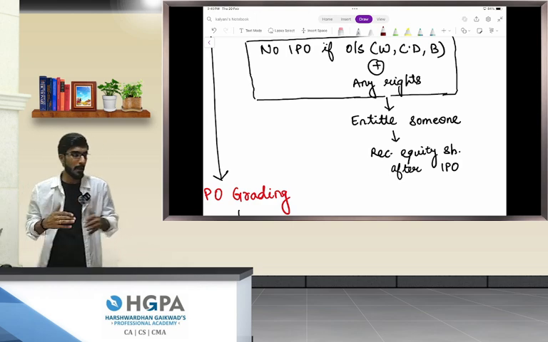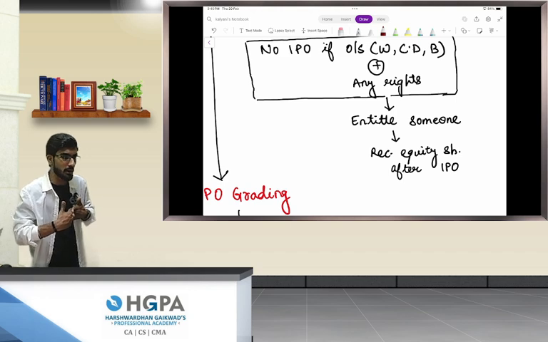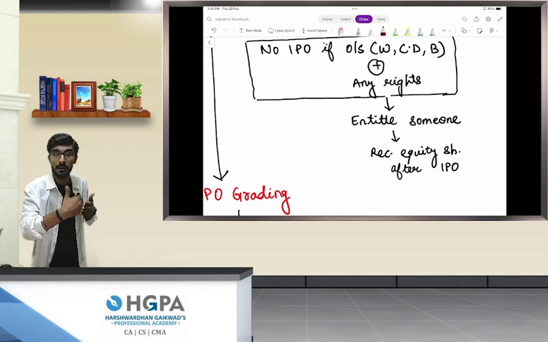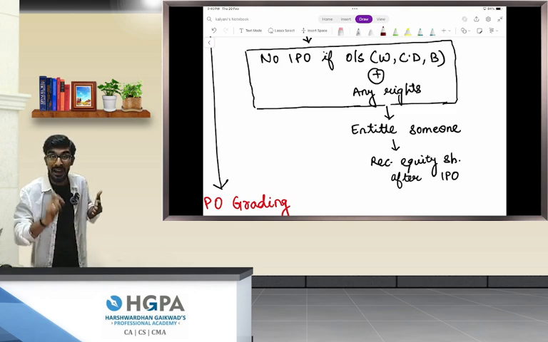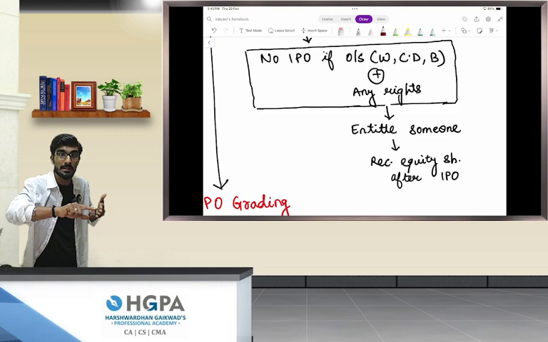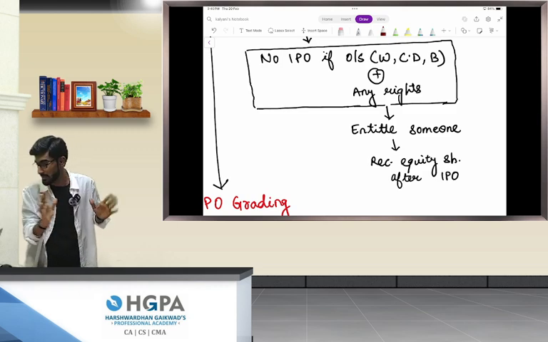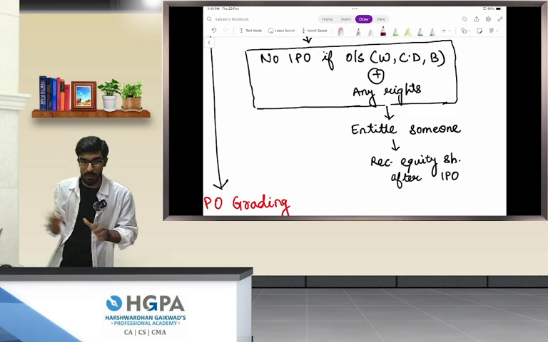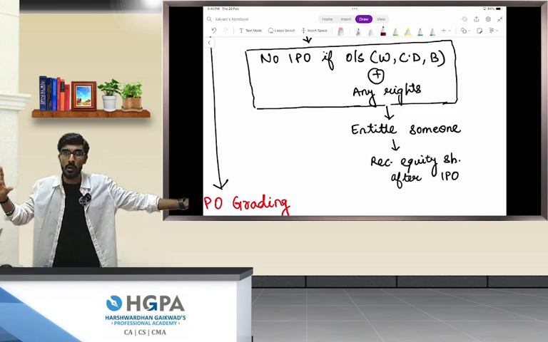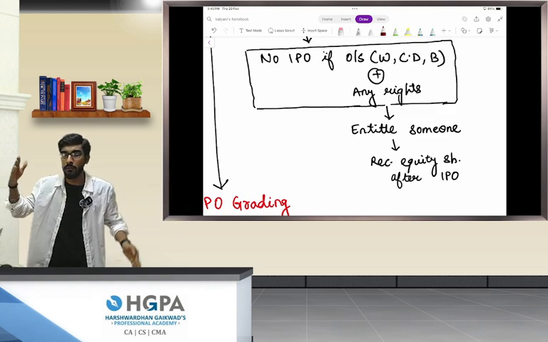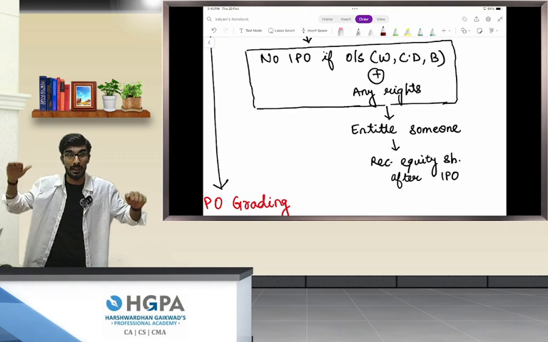Basically, if Lenskart is going for an IPO, it needs to ensure that there is no outstanding convertible debt securities like warrants, convertible debentures or bonds, or any rights that entitle a person to receive equity shares after IPO. Clear? Because if there are pre-IPO equity shares and post-IPO equity shares, it will create a lot of confusion and a lot of price differences.